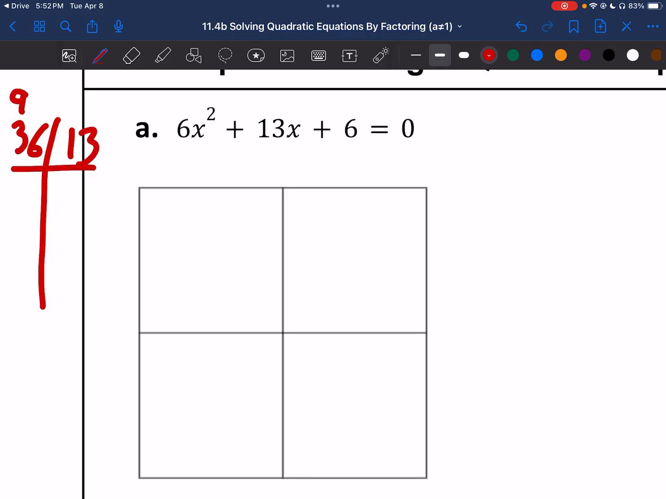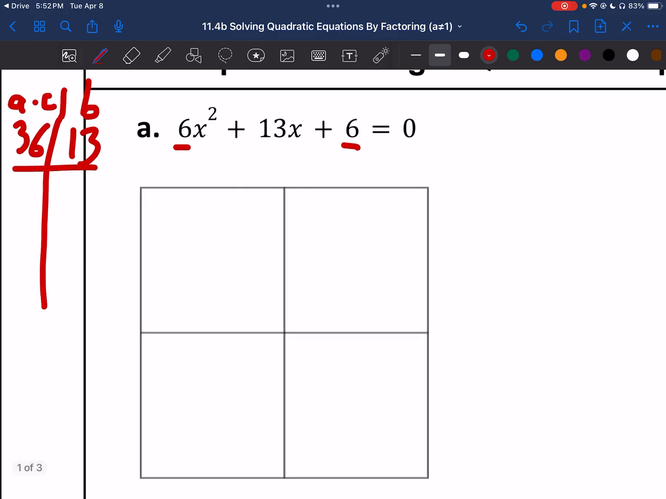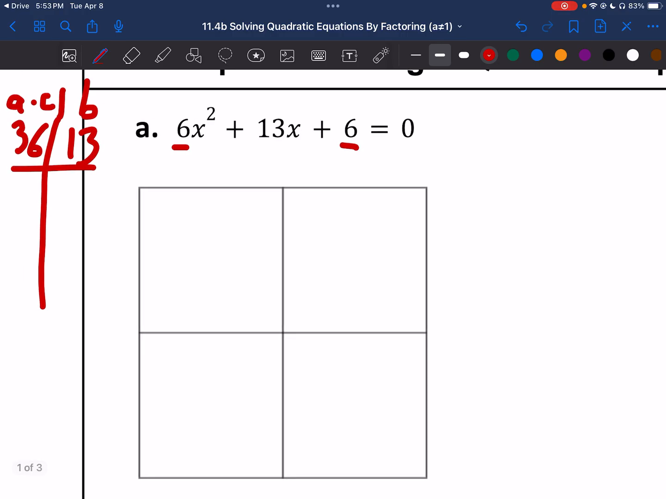Let's make sure that looks like an a and not a 9. A times c, and this was b. So we're looking at our 6 times 6 is 36. What factors of 36 add up to 13? So possible factors, 6 and 6 is not going to be that because that adds up to 12. 3 and 12, those two values add up to 15. So we went too far. How about 4 and 9?